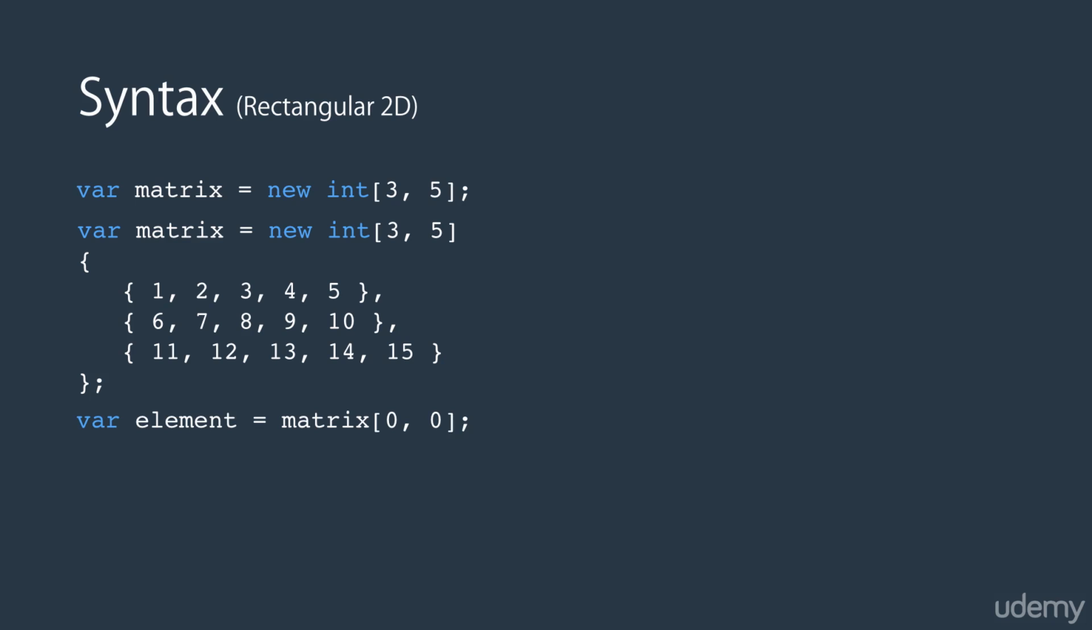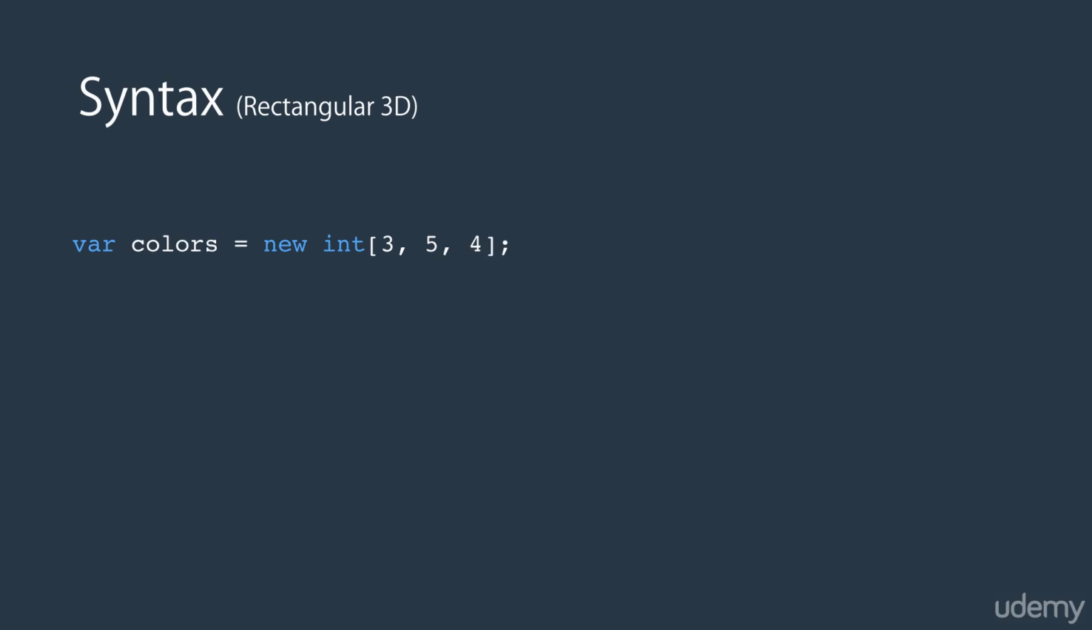And if you want to access an element in this array, just like before, we use the square brackets, but we need to supply the index of the row and the column. If we want to declare a 3-dimensional array, we can extend the previous example and supply 3 dimensions while declaring the array. So in this example, our colors array has 3 dimensions.